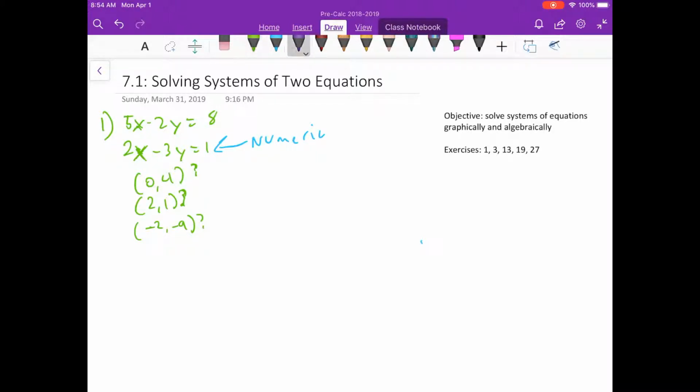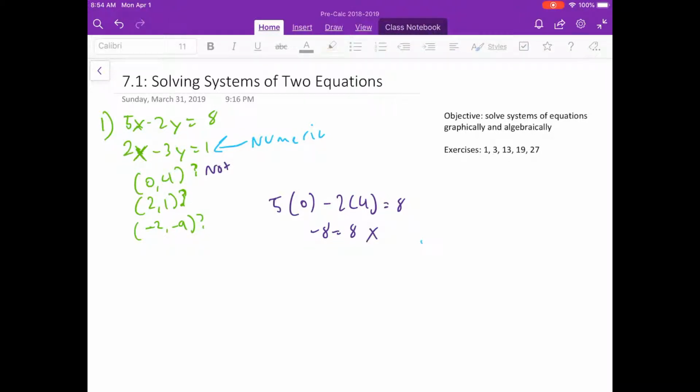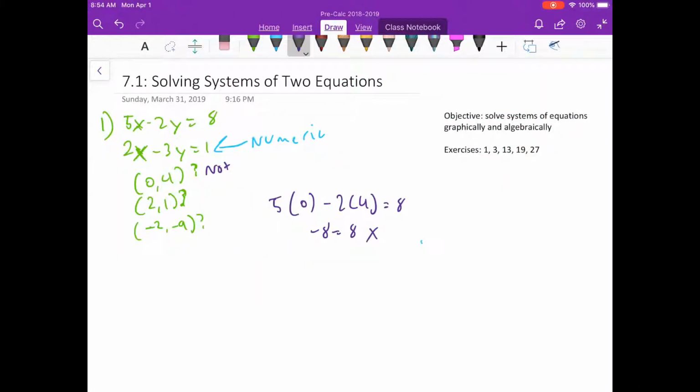We're trying to figure out whether the ordered pairs (0, 4), (2, 1), and (-2, -9) solve the equations. Literally all we're doing is plugging in these points and seeing if they work for both equations. So let's plug in (0, 4). We get 5 times 0 minus 2 times 4 equals 8, which gives us -8 equals 8, so that is not correct. We already realize this is not a solution, so we can just say no.